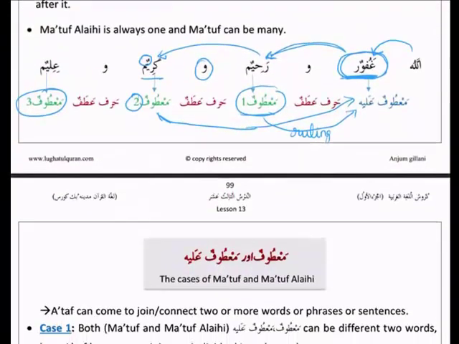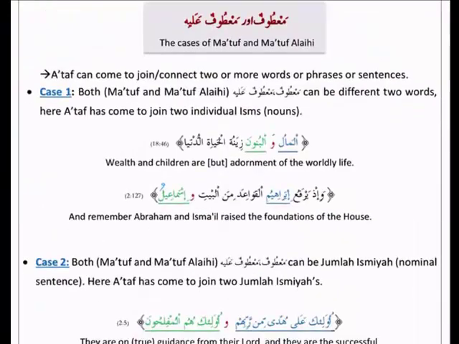And then if it is a jumla fi'liya, for example, وَإِذْ يَرْفَعُ إِبْرَاهِيمُ الْقَوَاعِدَ مِنَ الْبَيْتِ, and when Ibrahim was raising the foundations of the house. Okay, so Ibrahim alayhi salam is what? The fa'il. This waw which comes later on, this is the ataf. And what is this Ismailu? Why is this noun, this ism, in rafa state? Because this is the matuf. And what is the matuf alayhi of this matuf?